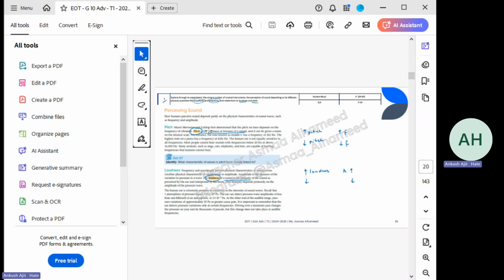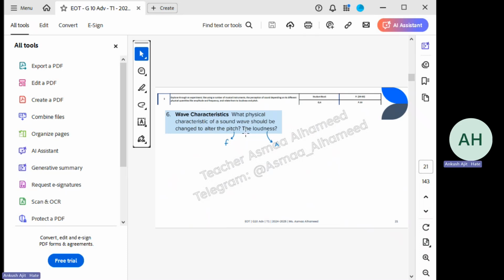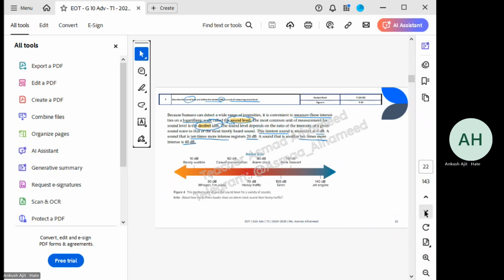Perceiving sound: you have highness or loudness of the sound. Loudness is basically the amplitude, and the pitch is the frequency. What physical characteristics of the sound wave change the pitch? Pitch is frequency, and loudness is amplitude. Remember that: pitch, frequency; loudness, amplitude.